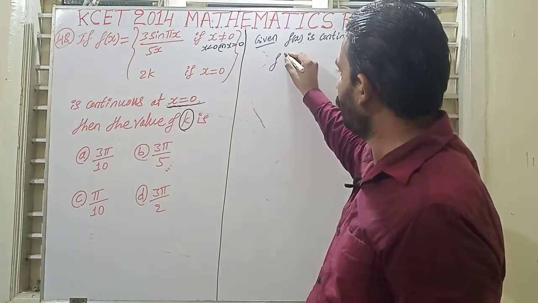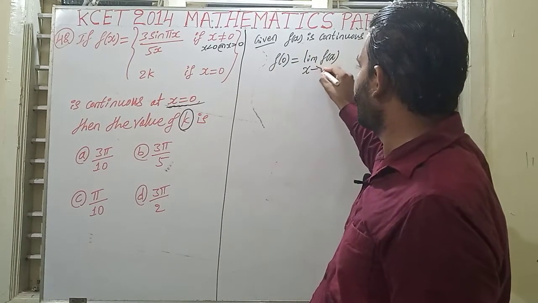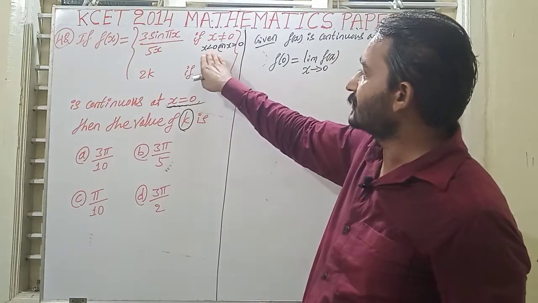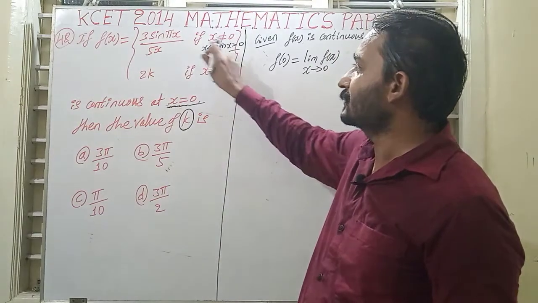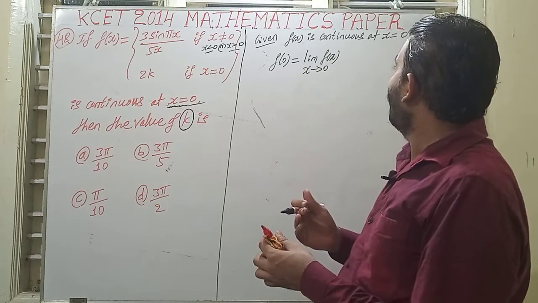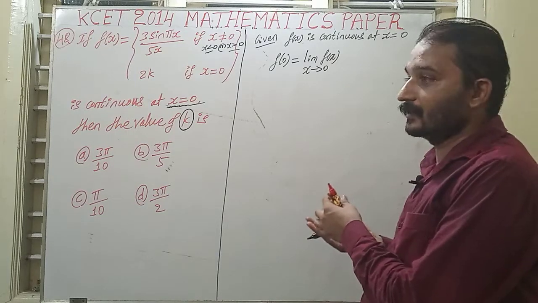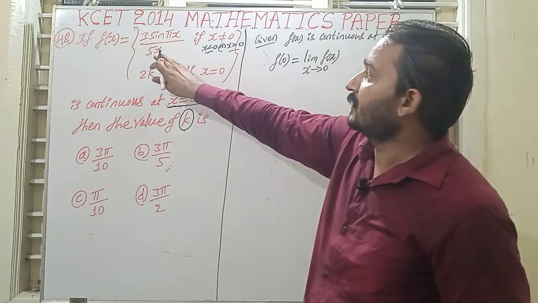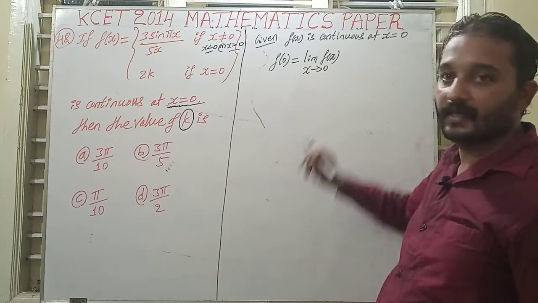Simple, f of 0 is equal to limit f of x as x tends to 0. Directly we can write limit f of x as x tends to 0, because the function is the same for both LHL and RHL. For x less than 0 the same function, for x greater than 0 the same function. If not, what would we have had to do? We have to find out LHL and RHL and then f of 0. If all these three values are equal, then we can say that f of x is continuous at x is equal to 0. Okay, so in this case the function is the same for both LHL and RHL, so we can directly write down limit f of x as x tends to 0.